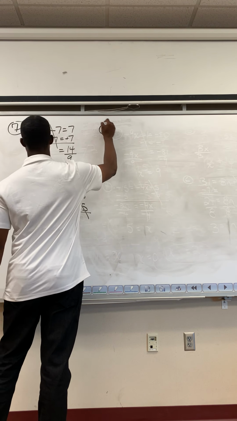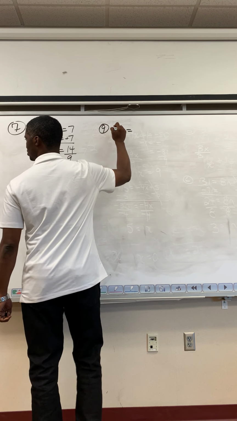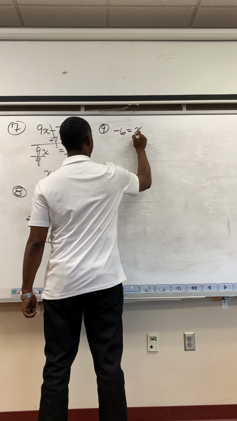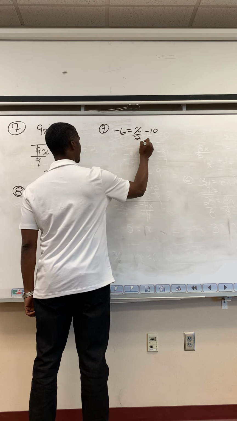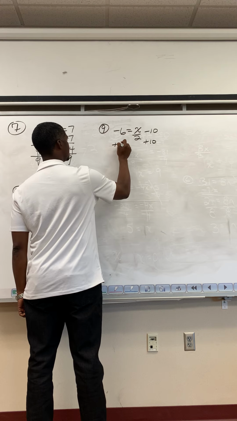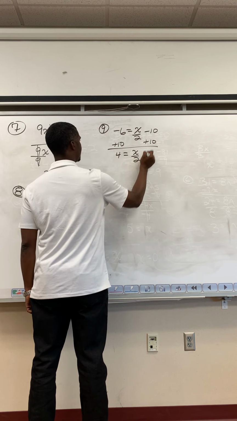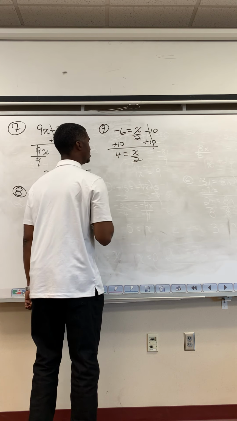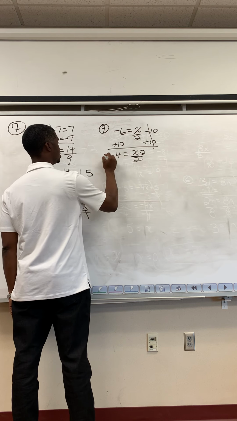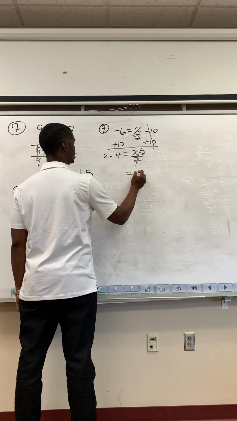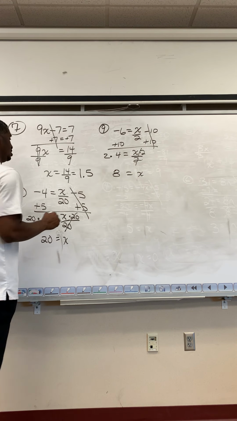Number 9 says -6 is equal to x divided by 2 minus 10. I'm gonna add 10 on both sides. That's gonna leave us with 4 is equal to x divided by 2, and that becomes 0. I'm gonna multiply both sides by 2. That's gonna give us 1x is equal to 8. Don't need the 1. Number 10.